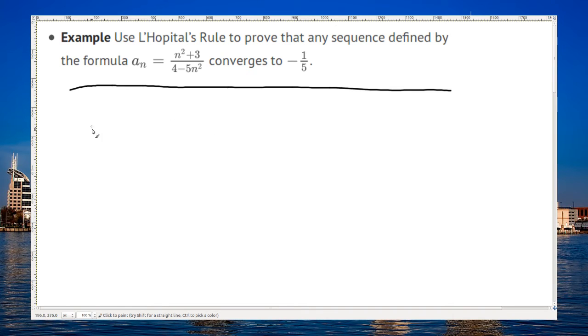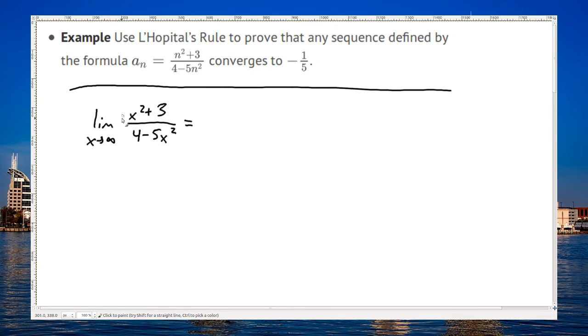And so anyway, what I'm going to do is take the limit as x goes to infinity, and I do have to rewrite it with this x so I can actually apply L'Hopital's rule. Instead of n squared, I'll write x squared plus 3 over 4 minus 5x squared. I don't have to use L'Hopital's rule for this, by the way. The factoring technique I just used a moment ago would always work.